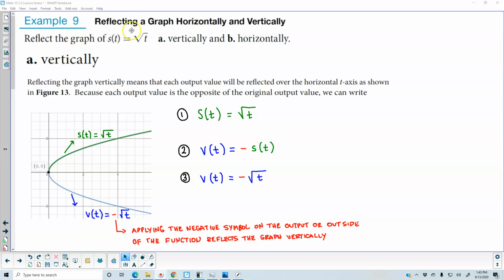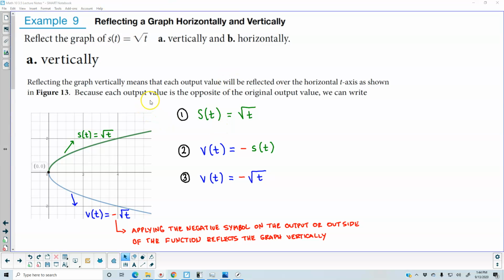Example number 9, we're reflecting a graph horizontally and vertically. We're going to reflect the graph of s of t, which is equal to the square root of t, vertically in part A, and then horizontally in part B. In part A, reflecting the graph vertically means that each output value will be reflected over the horizontal t-axis, as shown in figure 13.